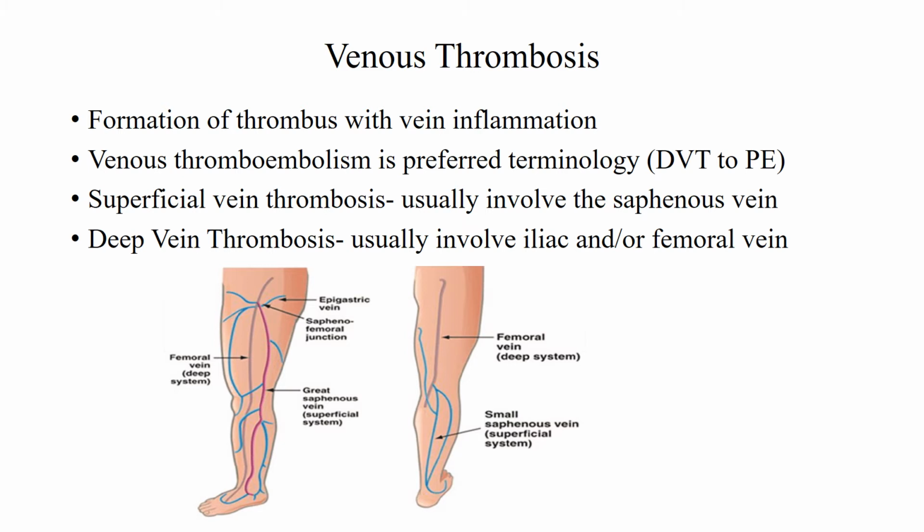So venous thrombosis could be either superficial or deep. The superficial vein thrombosis usually involves the saphenous vein or the vein at the back of the leg. Deep vein thrombosis involves the iliac or the femoral vein. And the illustration here on this slide shows us where the location is. So look at where the femoral vein is, and that is under the category of deep vein thrombosis. And look where the saphenous vein is, and that's the superficial vein.